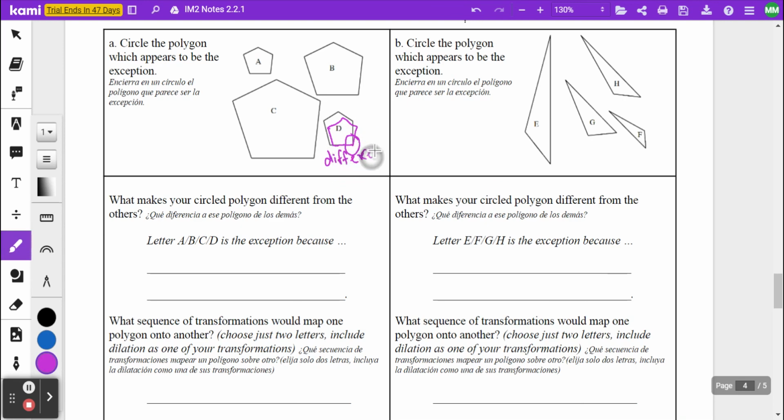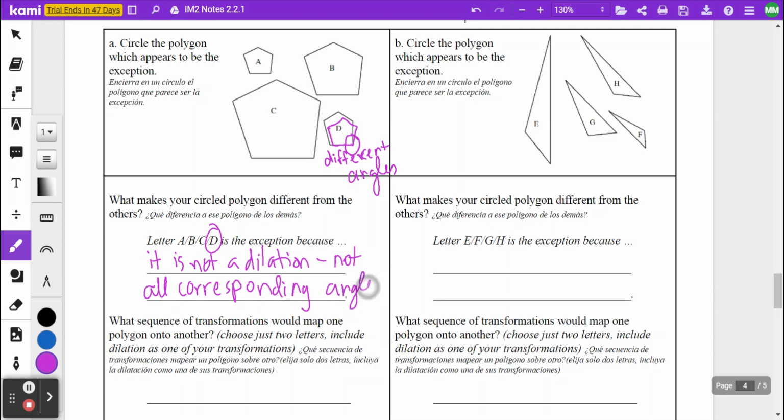Different angles. So D does not belong because it is not a dilation. Not all corresponding angles are congruent.